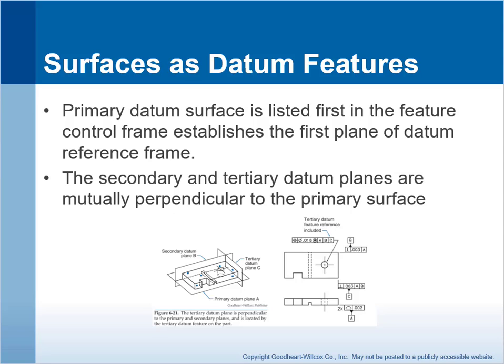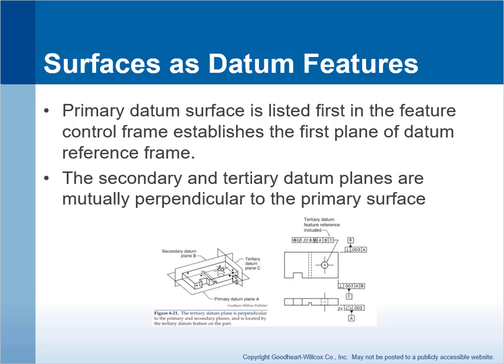Okay, surfaces as datum features. The primary datum surface is listed in the feature control frame, established for the first plane of the datum reference plane. The second and tertiary datum planes are mutually perpendicular to the primary surface. So that's kind of what we're saying here. We have the primary datum plane, we have the secondary datum plane.